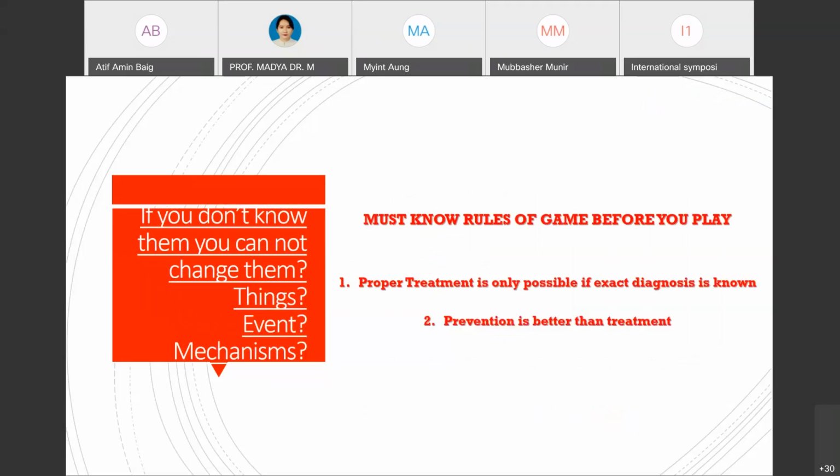Okay, now you must know the rules of the game before you play. If you don't know the rules of the game, you will lose. So the rules of the game for obesity are, number one, proper treatment is only possible if the exact diagnosis is known. Number two, prevention is better than treatment. What the Malaysian Obesity Bank is working on is basically these two rules. We define the obesity first before we treat or prevent it in our patients or in our obese subjects.